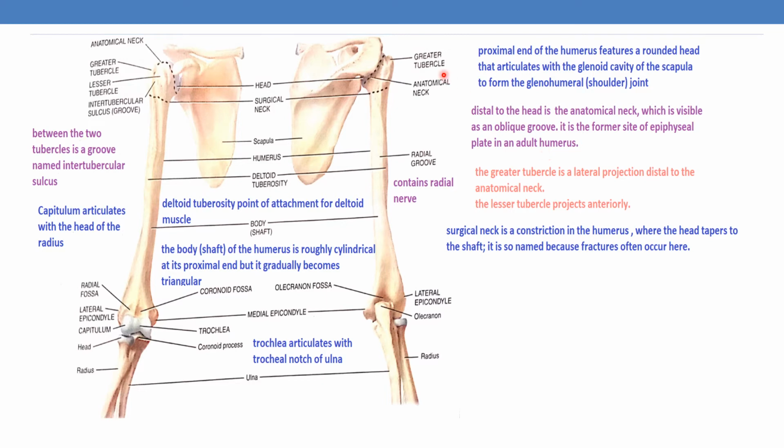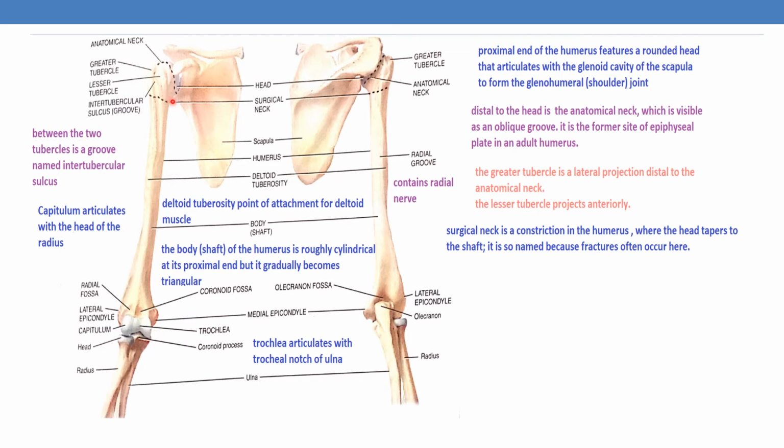And the next is the greater tubercle. This is the greater tubercle. The greater tubercle is the lateral projection distal to the anatomical neck. If this is the anatomical neck, distal to it is the greater tubercle. It is a lateral projection, whereas the lesser tubercle projects anteriorly.